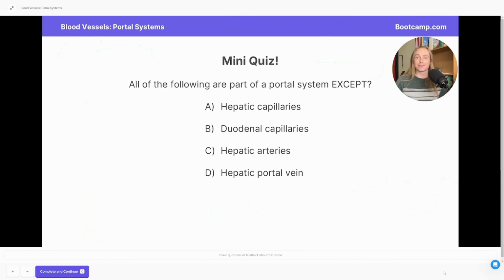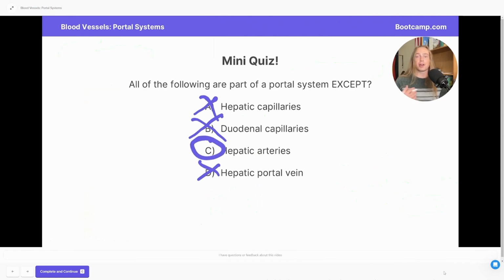that connect the two. If we think about this in terms of the hepatic portal system, we see that hepatic capillaries are included in the portal system as they are the final destination of blood from our small intestine. Similarly, duodenal capillaries are also involved because they're going to give their blood to the hepatic portal vein. Looking at D, the term hepatic portal vein already implies it's part of a portal system, and this leaves us with C as the correct answer.